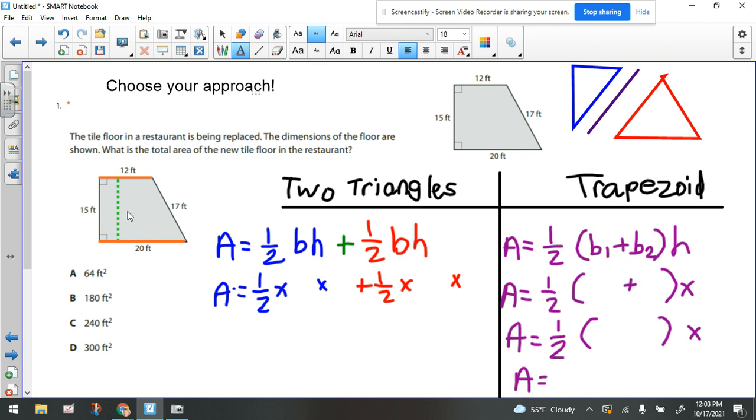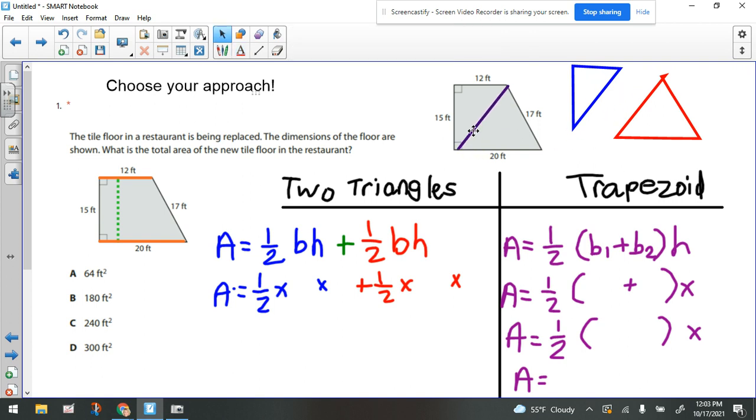And hopefully you're recognizing this is a trapezoid, and when we're dealing with trapezoids, we have two approaches that we've discussed in class. One approach is we can break it up into two triangles. So how would we do that? We draw a diagonal across, and we have this blue triangle and this red triangle.